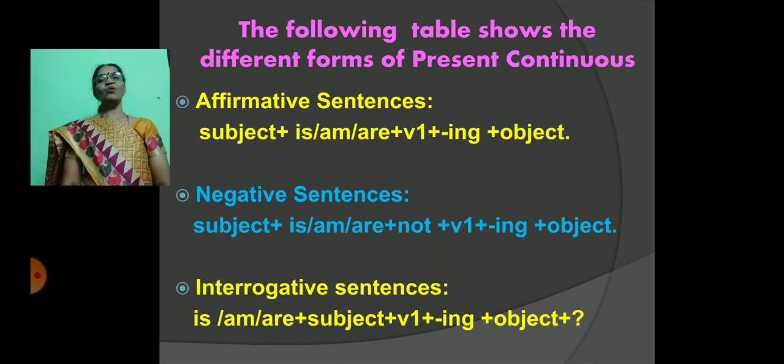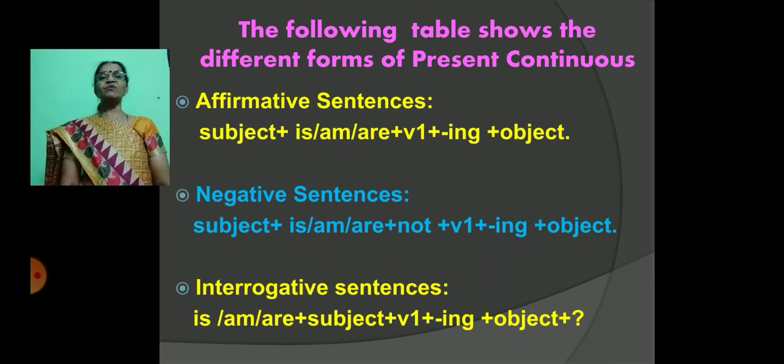So now let's come on to the second tense, that is present continuous tense. Present continuous tense is also called present progressive tense. So the form for affirmative sentences: subject plus is or am or are plus verb in ing form plus object. I am reading English. He is reading English. They are reading English. So that's how you are going to make use of the verbs there.